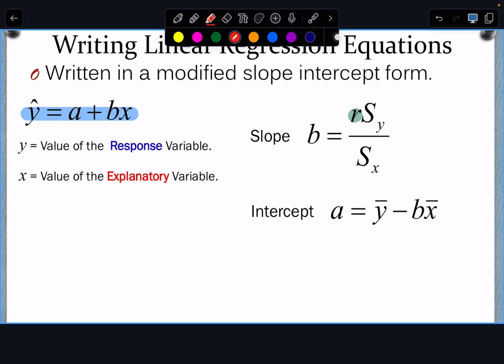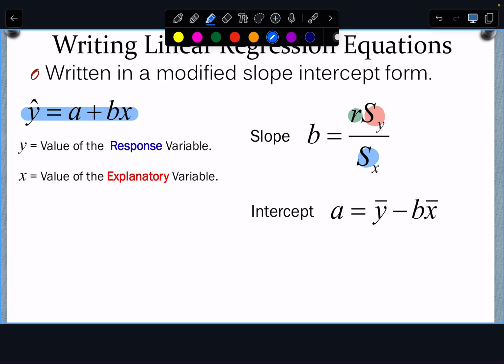What does that s sub y stand for? Standard deviation, specifically for the response variable. So knowing which variable is explanatory and which variable is response is going to be very important in this process. It's always the y variable over the x, so the response over the explanatory. So s sub y is the standard deviation of y. s sub x is the standard deviation for x, our explanatory variable.